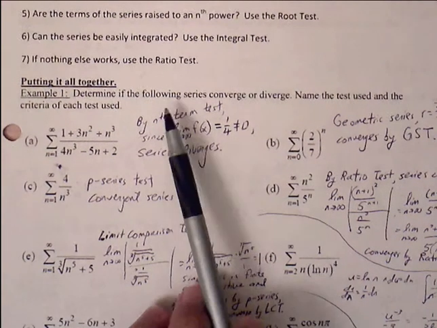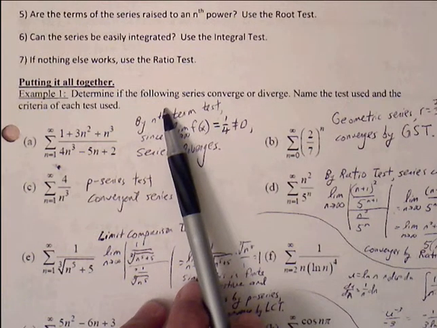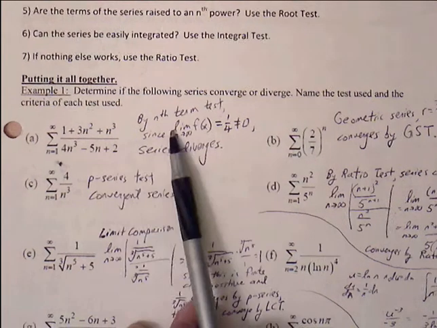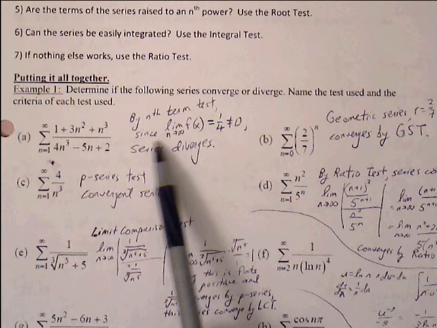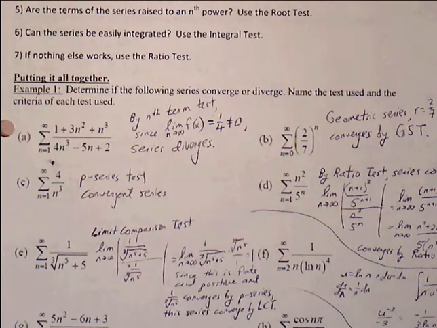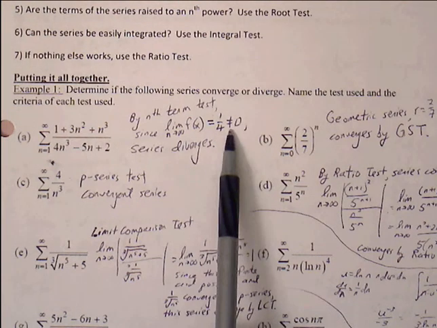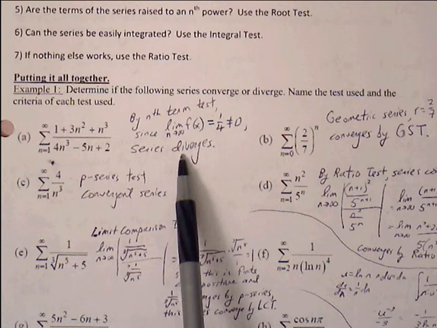All right, so putting it all together, determine if the following series converge or diverge. We want to name the test and the criteria of each test used. So the first thing we always do is the nth term test, and with the nth term test, the limit of our rule of sequence will go to 1/4, and since the limit doesn't equal 0, we know by the nth term test that the series will diverge, so that's an easy one to catch.